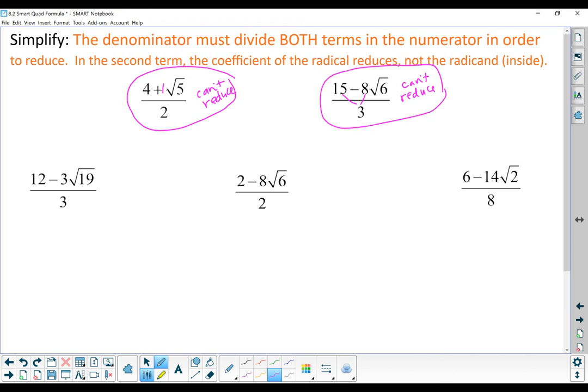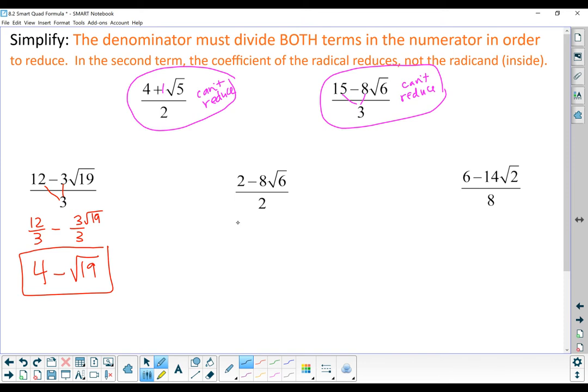The rest of these are able to reduce. So 12 minus 3 root 19 over 3, that can definitely reduce. You can think of separating it if that helps you. So this would be 4 minus, and that reduces to a 1, root 19. If you want to go straight to your answer and you can do that, that's fine. Otherwise, write it separately like this.